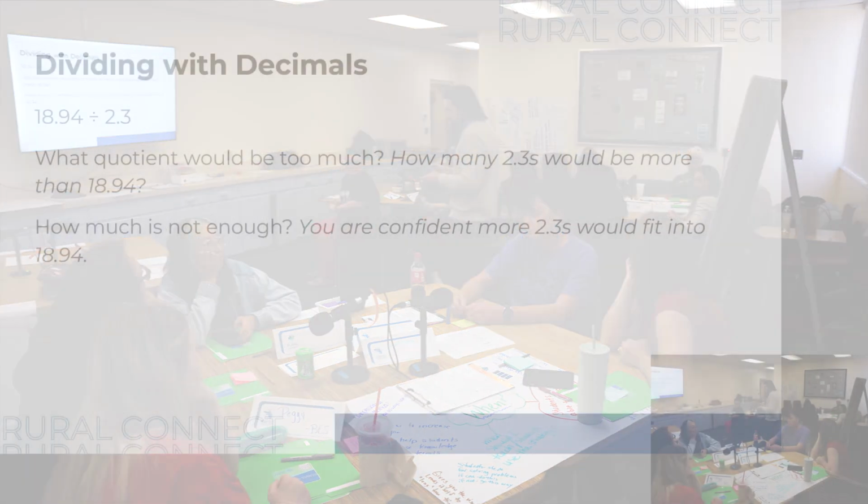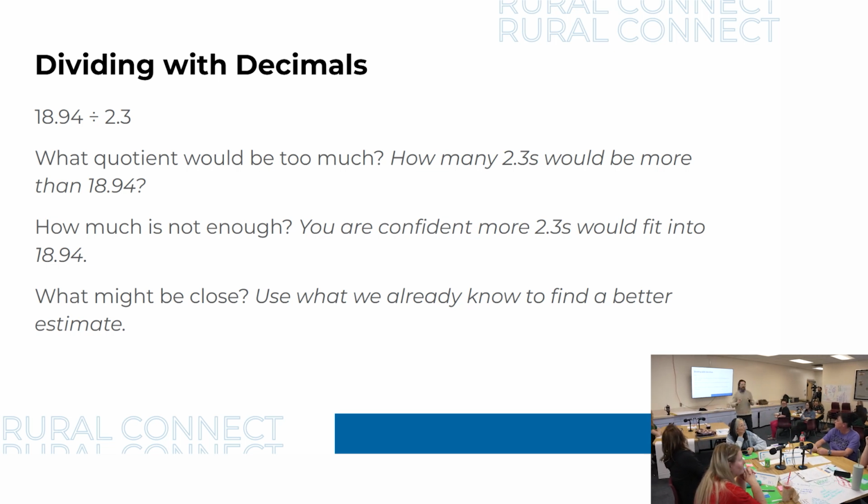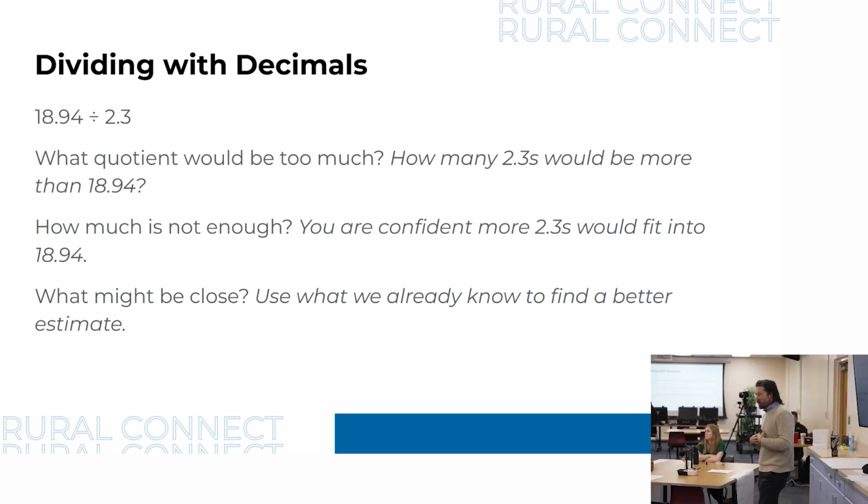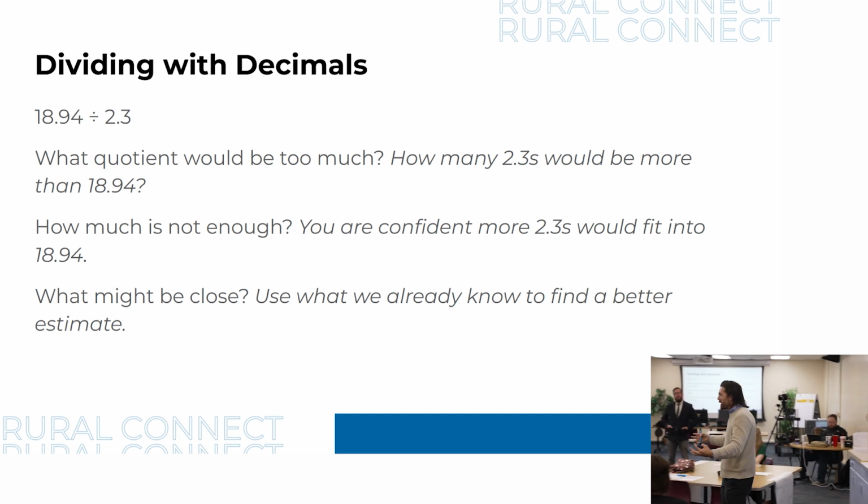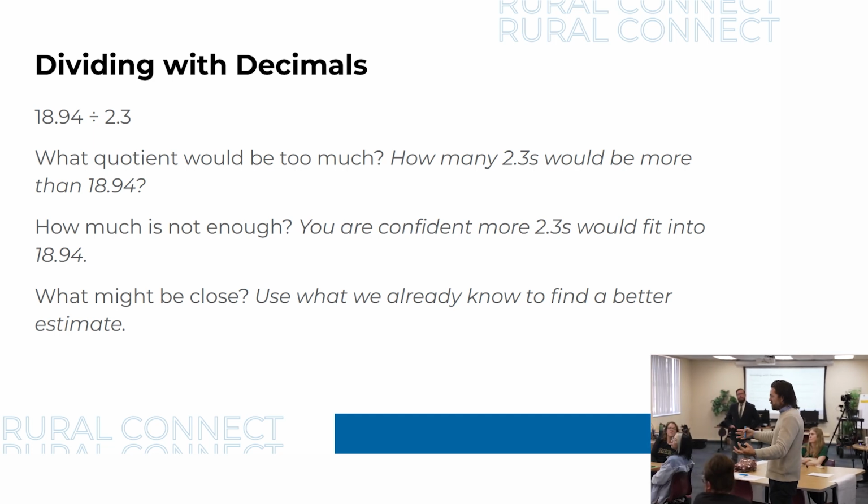All right, so last question. What might be close? And I want you to use what you already know. So that's why I wanted to write it down. That's what we already know. I want you to use what we already know to talk in your groups. Pick a number that might be pretty close. You don't have to figure out how close, but pick a number that's pretty close.